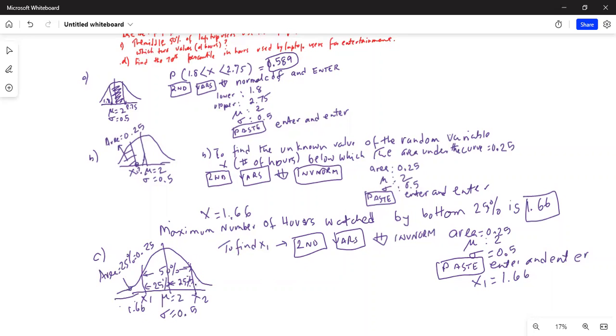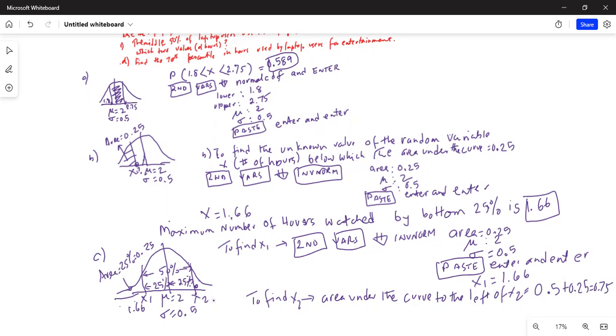How will you find x2? Okay, to find x2, always we are interested in the area to the left of the unknown under the curve. So the area under the curve to the left of x2 is 0.5 for the left half plus 0.25 between the mean and x2. So 0.5 plus 0.25 is 0.75.